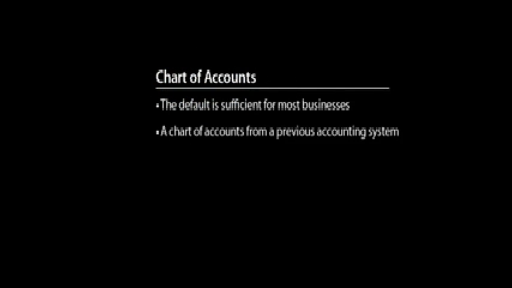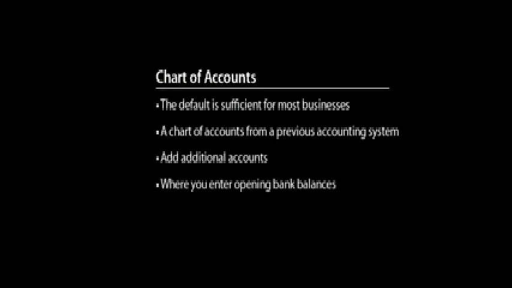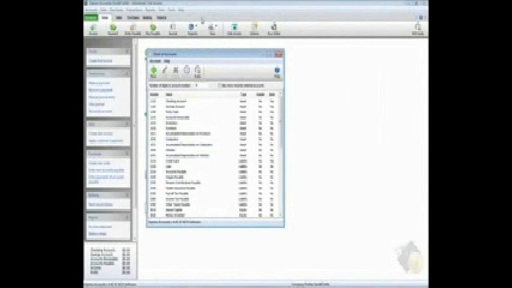The default chart of accounts that comes with Express Accounts is sufficient for most businesses, but you may want to use a chart of accounts from a previous accounting system or add additional accounts at some point. The chart of accounts is also where you enter opening bank balances. To open the chart of accounts, click the View icon in the toolbar of any tab and select Chart of Accounts. If you are using the default chart of accounts, you will see all the accounts listed in this window. If you will be creating your own chart, the list will be empty.